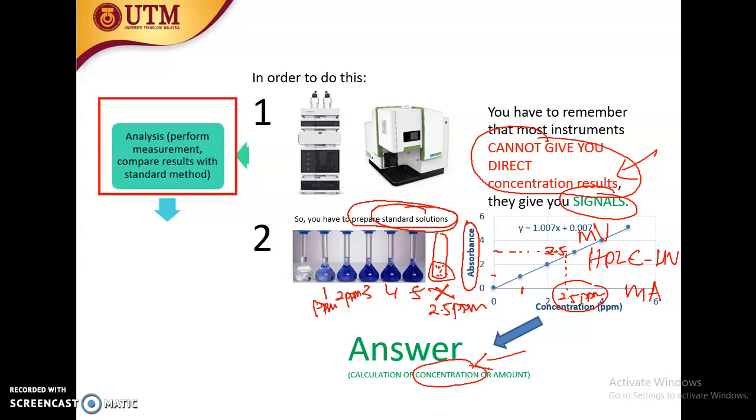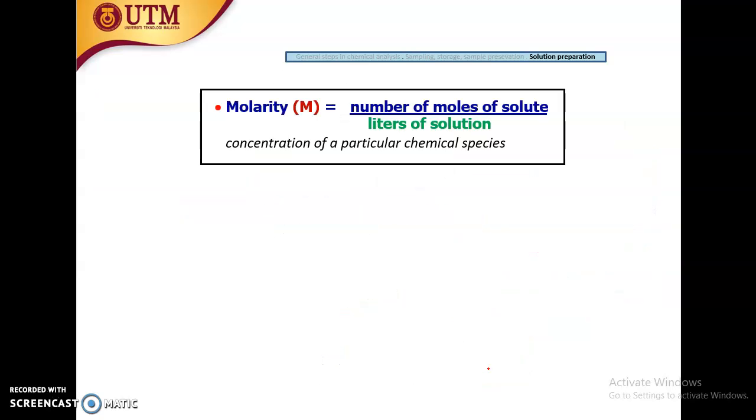Okay, before we go into type of calibration curve, we have to understand first jargons and also commonly used units, so that we can start the discussion from the beginning until the end. So the commonly used concentration is molarity. Molarity, whereby it equals to the number of moles of solute per liter of solution. So we have mole per liter.